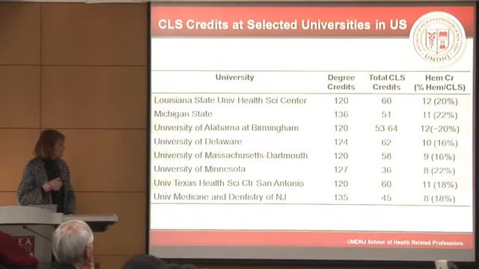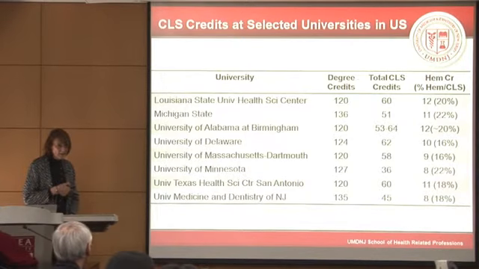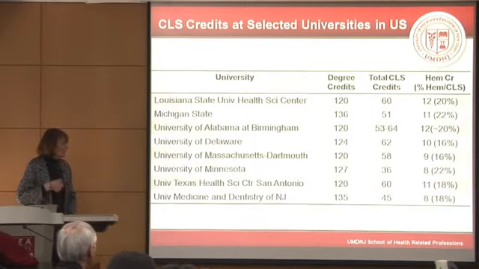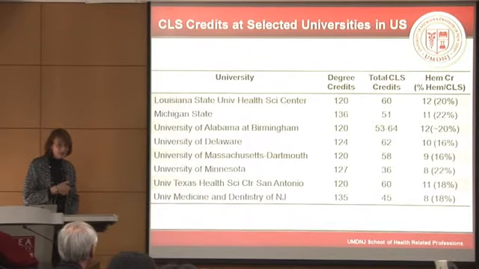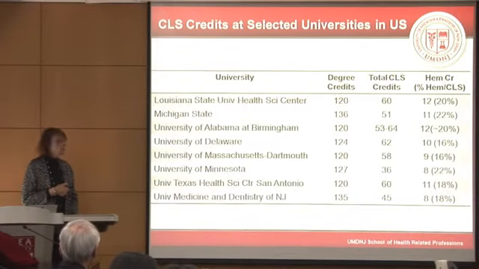Louisiana State, Michigan State, University of Alabama, University of Delaware, most of these schools are 2+2 programs. In other words, the first 2 years are the pre-professional courses, the basic sciences, and the second 2 years are the professional courses. University of Massachusetts is a fully integrated program. So they start the CLS courses the first year, and they intersperse them throughout the 4 years. So, is it 4 years or 5 years? These are 4 years. All of these programs are 4-year programs.